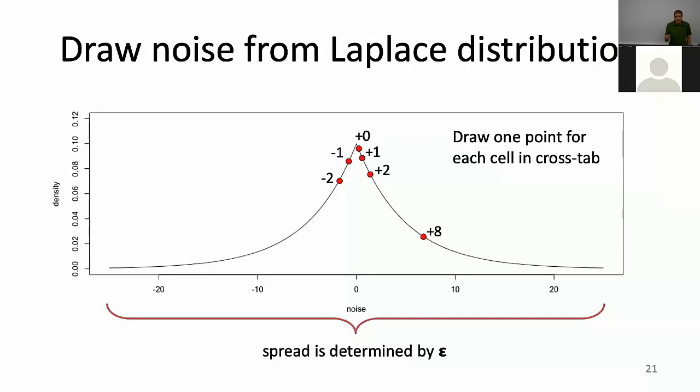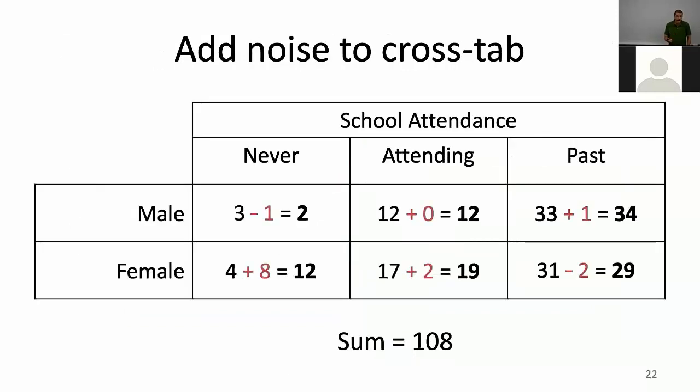We define a Laplace distribution whose spread is determined by a value epsilon, and we'll get into this a little bit more later. From that Laplace distribution, we draw a random number. We draw a random value from that distribution for each cell in the crosstab. So we draw 6 different random draws, and we add that value to the cross-tabulation.